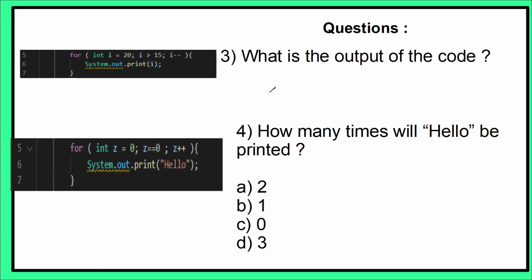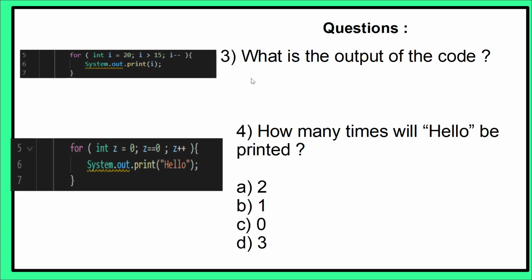Again, let's have a look at question 3 and 4. Pause the video and see if you can answer the questions. So number 3, what is the output of the code? So we're saying 20 here. So it starts off with 20, and while 20 is greater than 15, sorry, we execute the code.